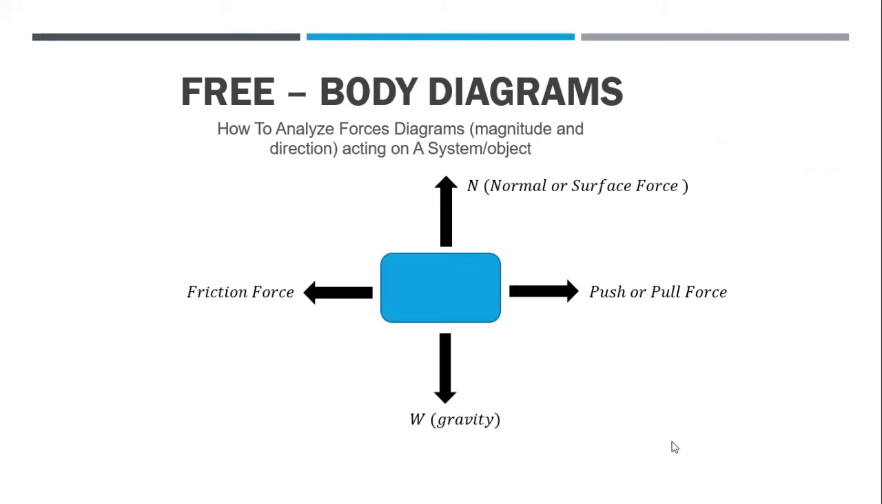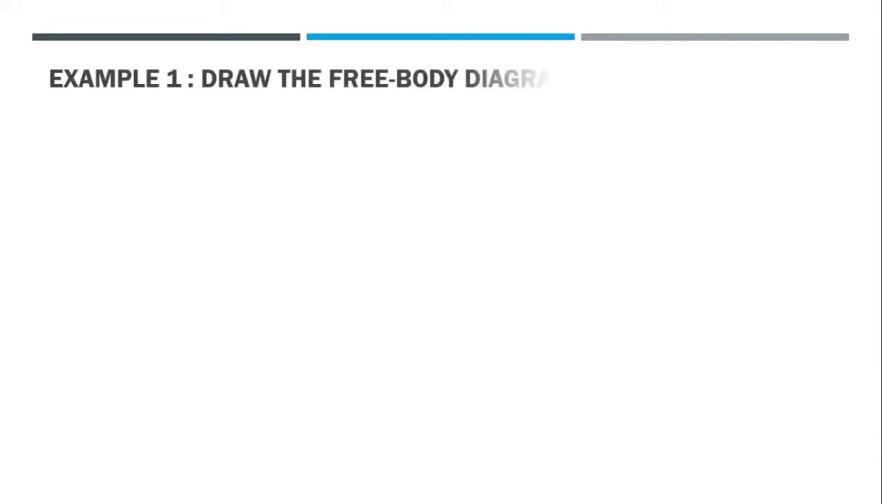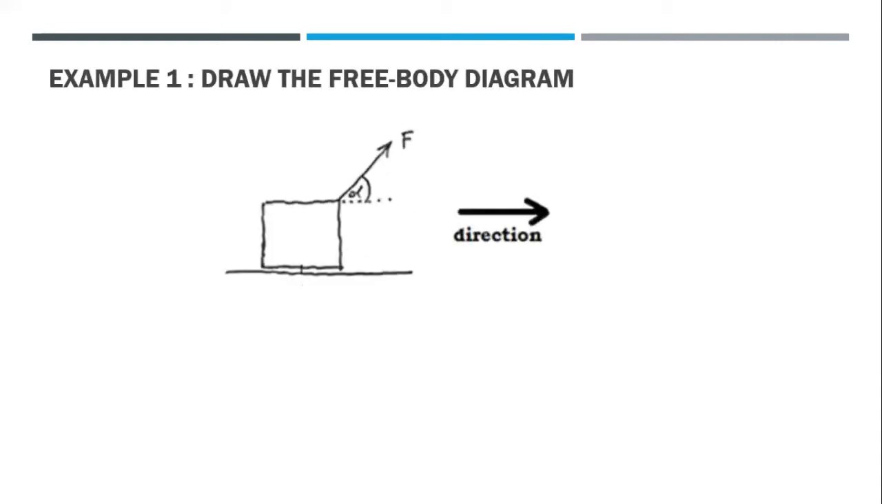Okay, students, I want to help you understand free body diagrams and how to draw them on a case. Look at this sample. Example 1: draw the free body diagram of this object. How do we draw the free body diagram for this object? Look at this diagram. The direction is to the right, and there is one force at an angle alpha. Students, the surface is a smooth surface.